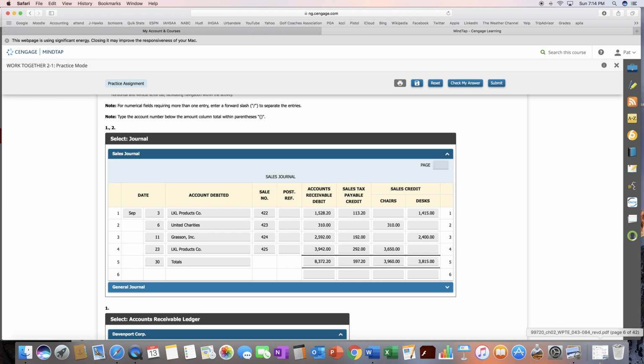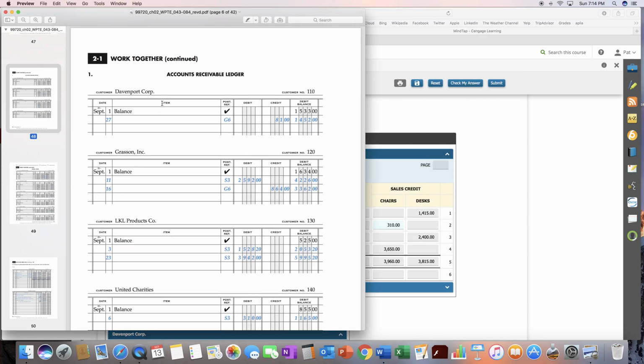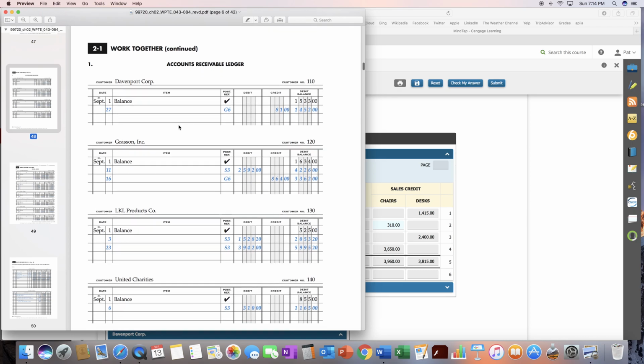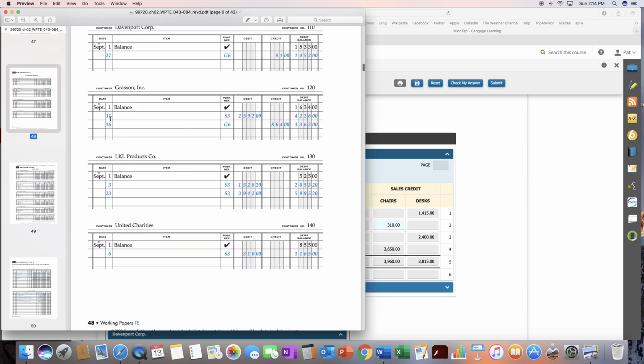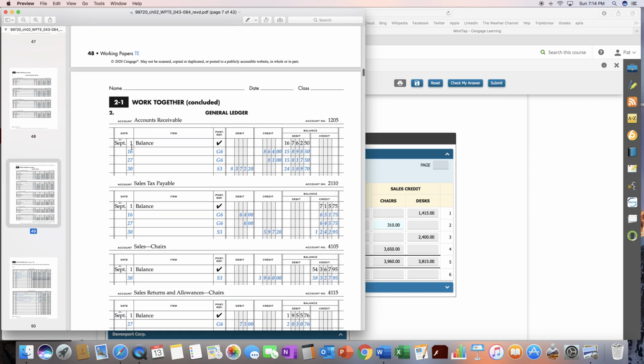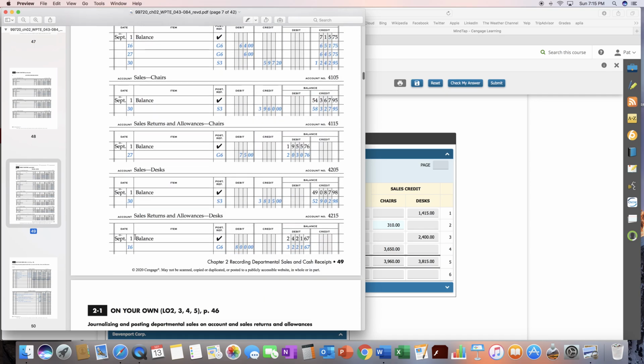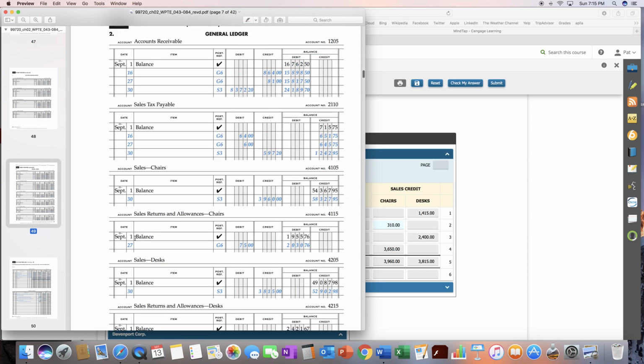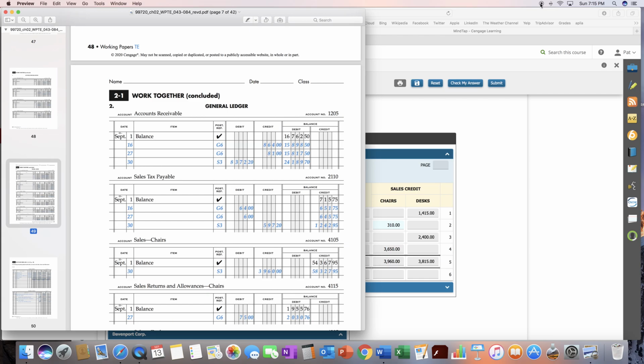And what you'll end up with for posting will be something that'll look like this. You will go in numerical order: 11, 16, 323, 6, 16, 27, 30, 16, 27, 30. Okay. And that's the posting. All right. Hopefully that'll work.